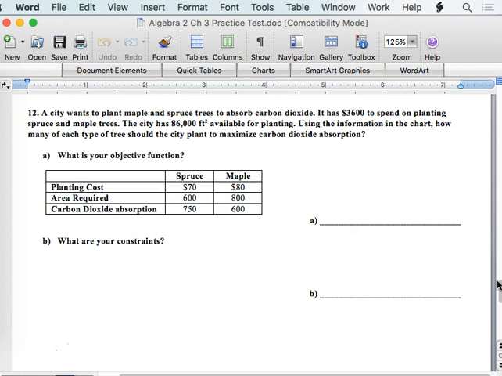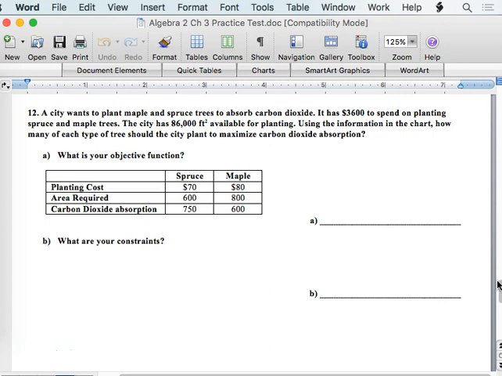So this looks awful, right? Okay. A city wants to plant maple and spruce trees to absorb carbon dioxide. It has $3,600 to spend on planting those spruce and maple trees. The city has 86,000 square feet available for planting. Use the information in the chart. How many of each type of tree should the city plant to maximize carbon dioxide absorption?